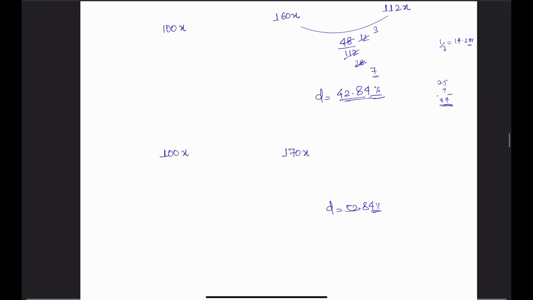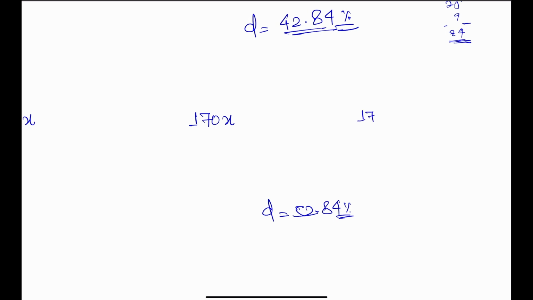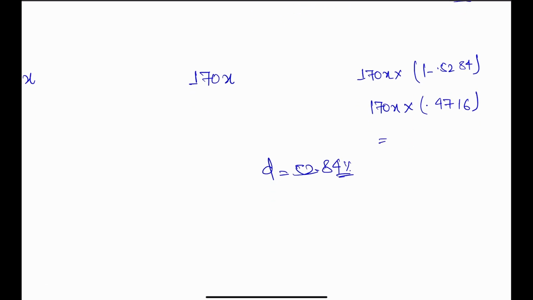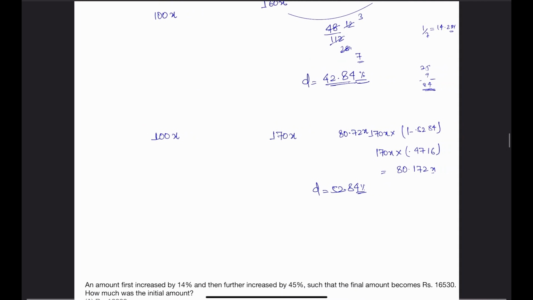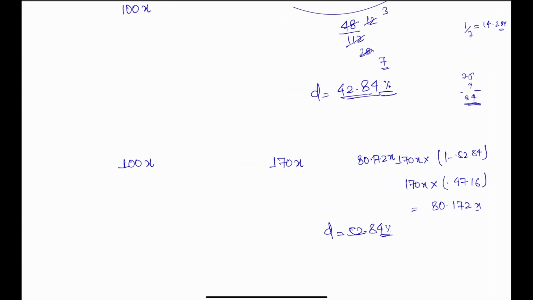So if discount is given as 52.84, my selling price will be 170x into 1 minus 0.5284. So 170x into, it will be how much? 0.4716. So this will be somewhat equal to 80.172x. So previously it was making profit, now it is making a loss of approximately 20%.